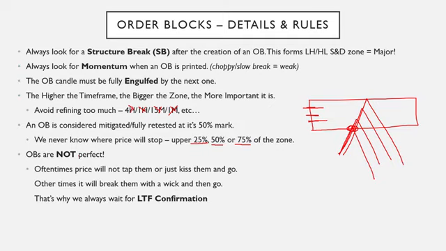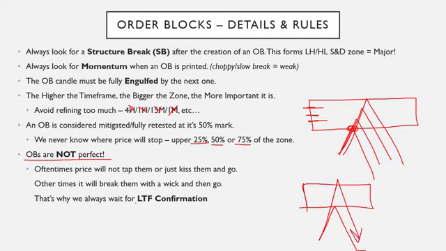We don't know. And as I keep telling you, as everything in the market, OBs are also not perfect. Oftentimes, the price will even not tap them or just kiss them and go. You have a zone, the market just comes in, ping, and just forgets about you. You don't even get your finger on the sell button, right? Sometimes what I've seen happen is the market can throw a little wick and then still reverse. And that's fine, right?